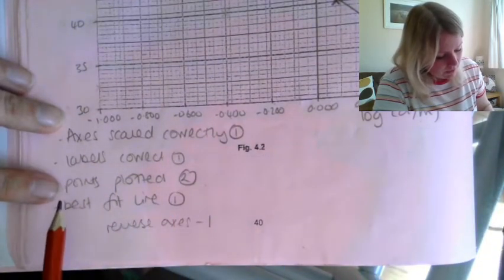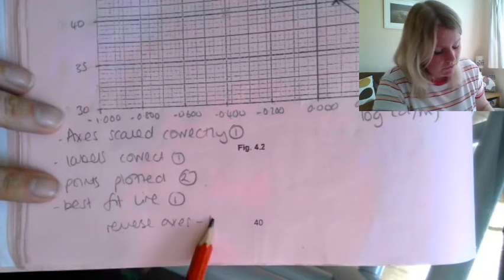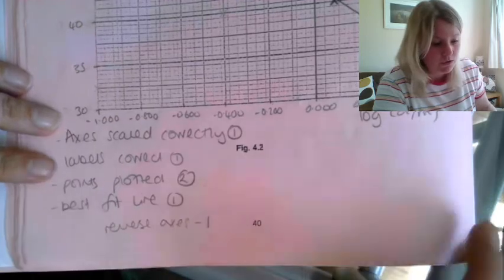Labels correct. Your points plotted gets you 2 marks, and then your best fit line gives you 1 mark. If you have your axes the wrong way around, then you lose a mark.